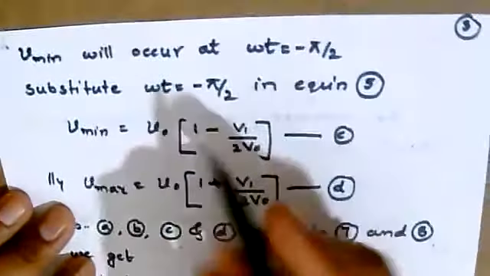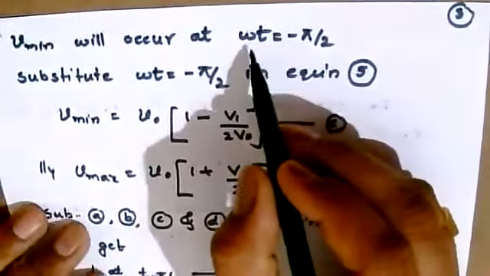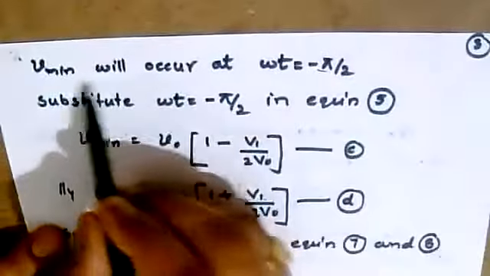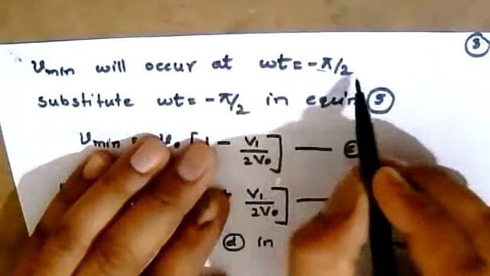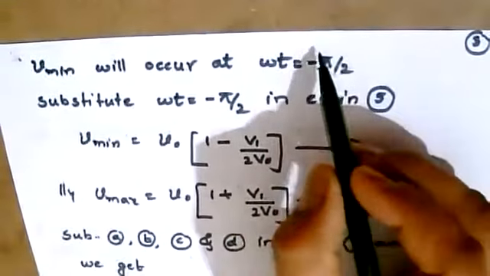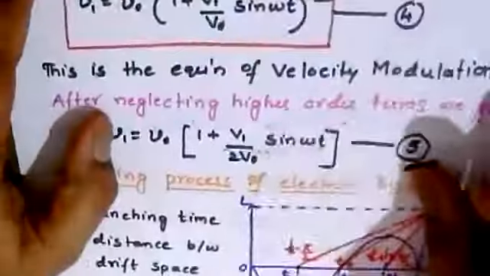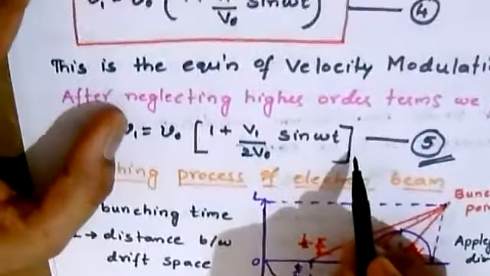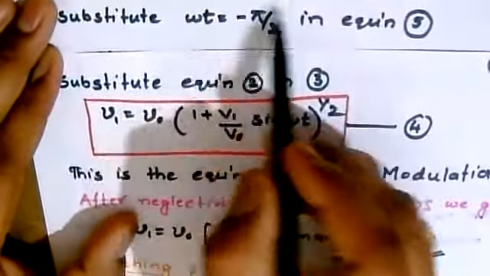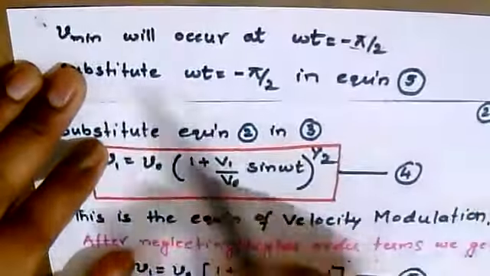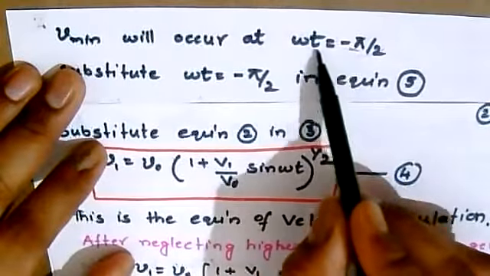After that, we have a small change over here. V minimum takes place when omega t is regarded as minus pi by 2, so V minimum is taken at V of t minus pi by 2. Now substituting this condition in equation 5, you can see this is equation 5. We have to substitute this particular condition here, omega t equal to minus pi by 2, for V minimum.